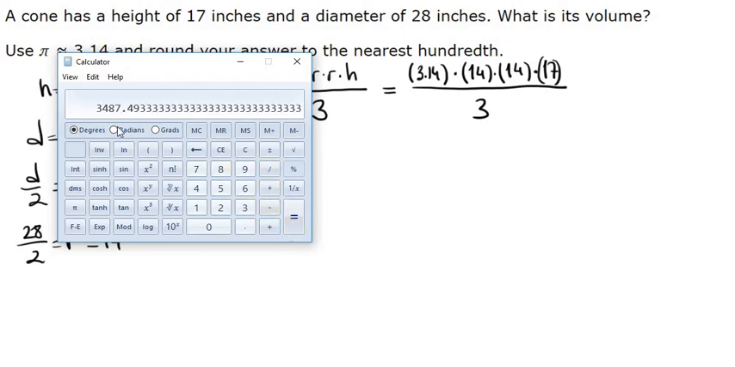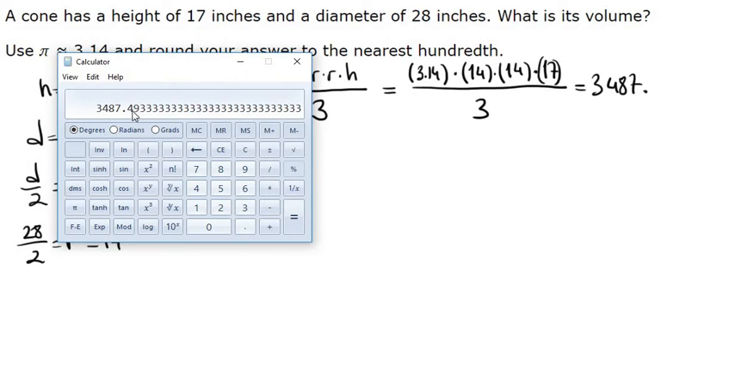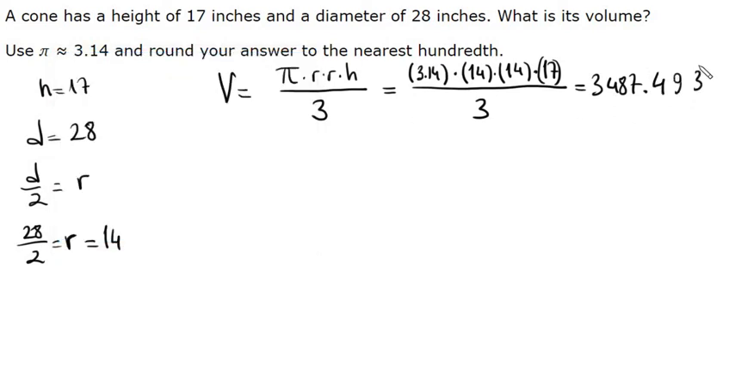So the answer is going to be 3,487.493, and it keeps going on forever. It says, round your answer to the nearest hundredth. So this is the hundredth place. I'm going to look at the next number. The next number is smaller than 5. That means I'm going to round down.